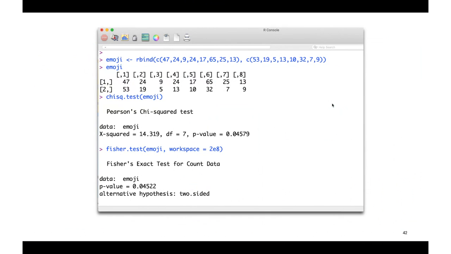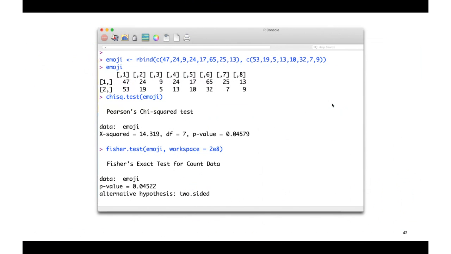...which rejects the null hypothesis, and the p-value is 4.6. And we see Fisher's exact test, which gives a p-value of 4.5%. So this gives us more confidence that our conclusion about gender-related differences in the interpretation of the face with rolling eyes emoji is essentially true.